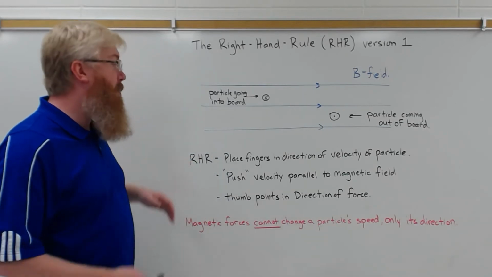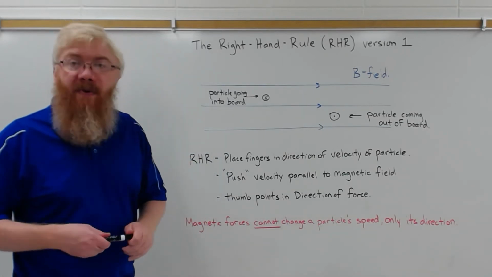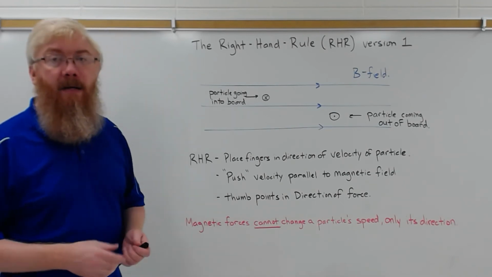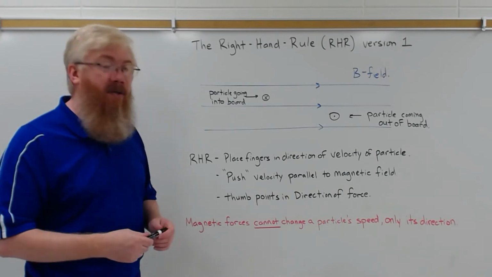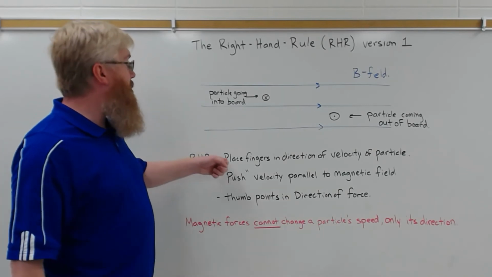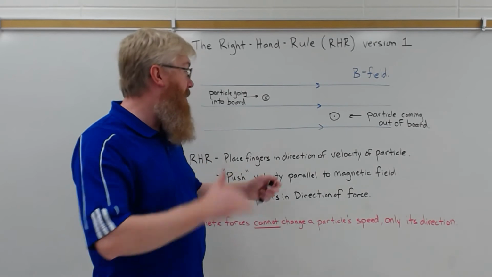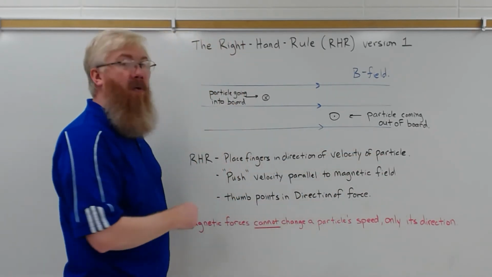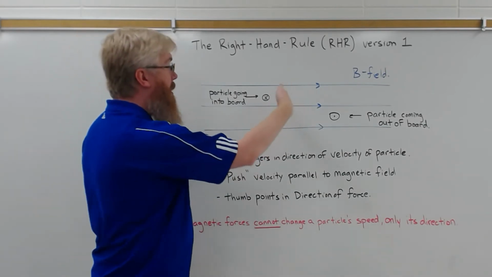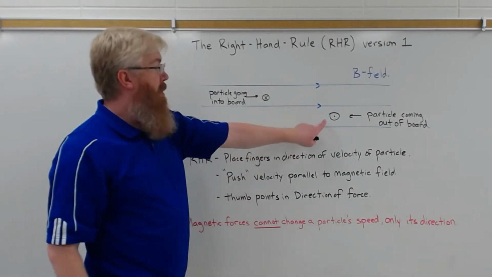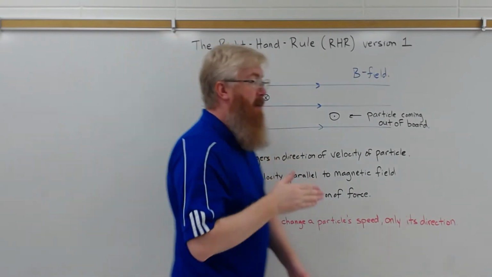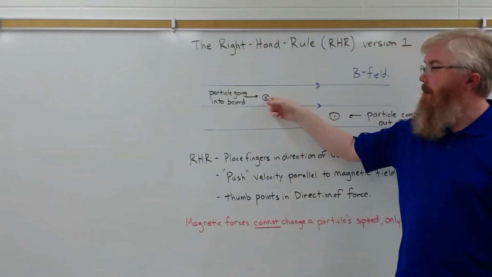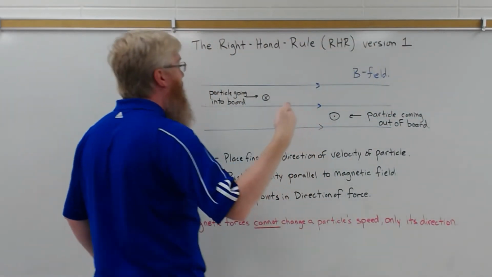For the right-hand rule, your book shows a couple of different examples. If you prefer the version in your book, you're welcome to use that. I prefer this version, so I'll teach it to you today. First, you place the fingers of your right hand in the direction of the velocity of the particle. For the particle going into the board, our fingers point into the board. For the particle coming out of the board, our fingers point out of the board. Let's stick with this one first. Fingers going into the board.